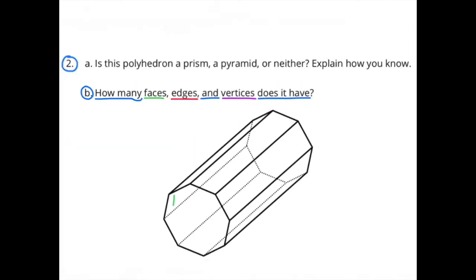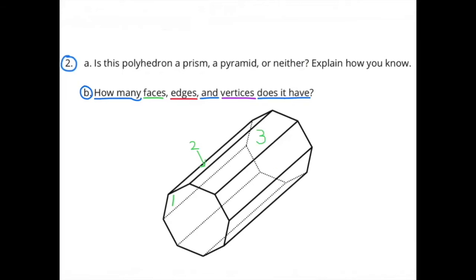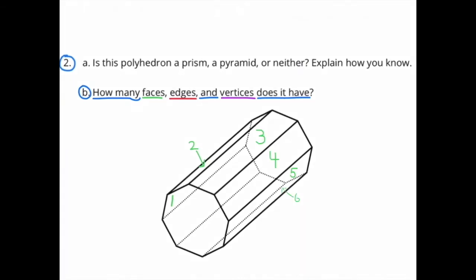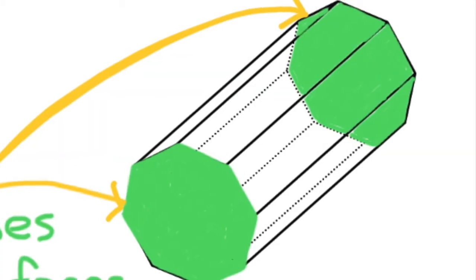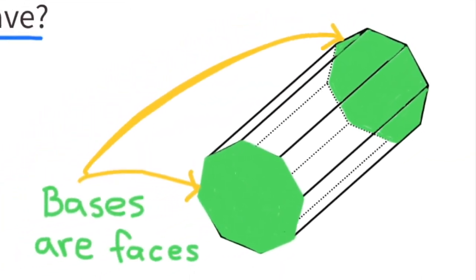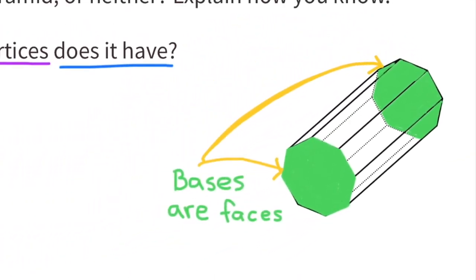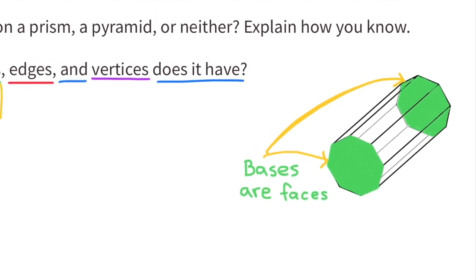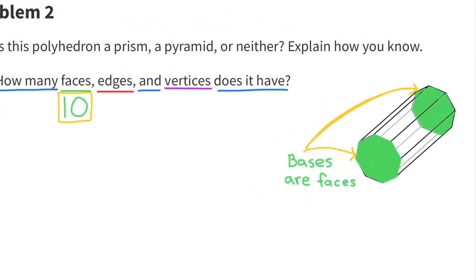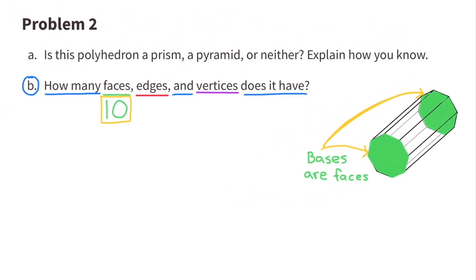B. How many faces, edges, and vertices does it have? First, let's count the faces. 1, 2, 3, 4, 5, 6, 7, 8. And these two bases are also considered faces. So 8 plus 2 equals 10. This has a total of 10 faces.